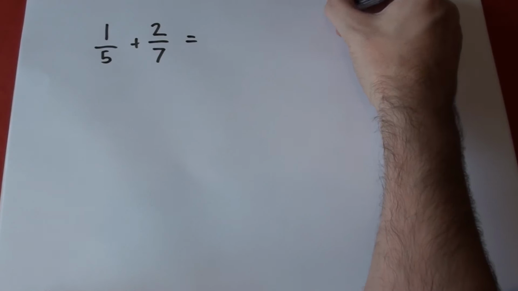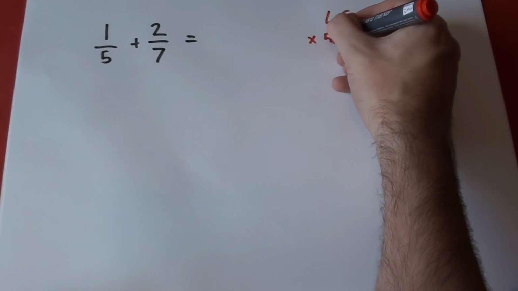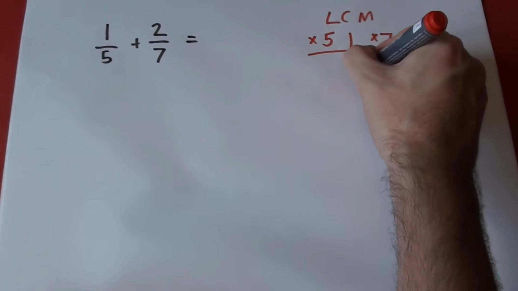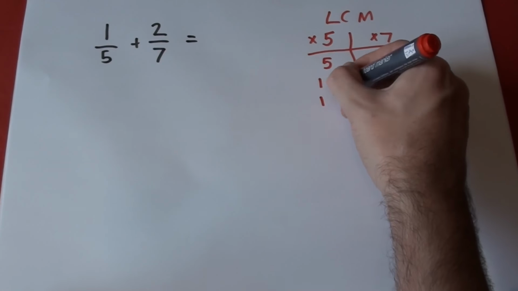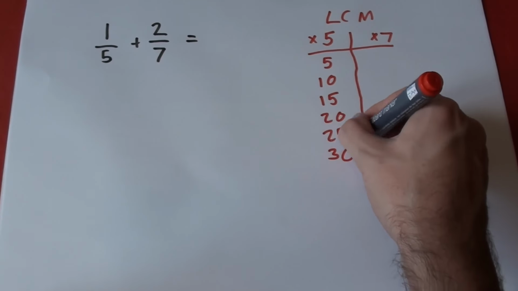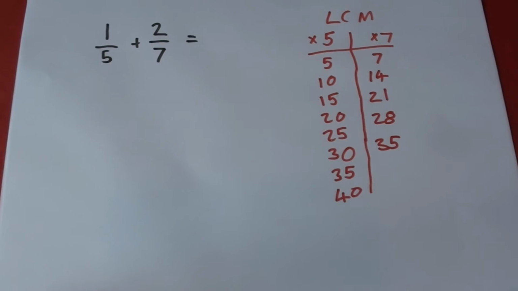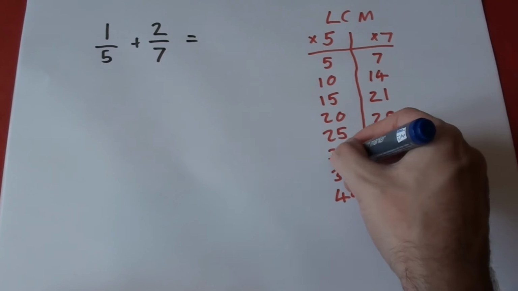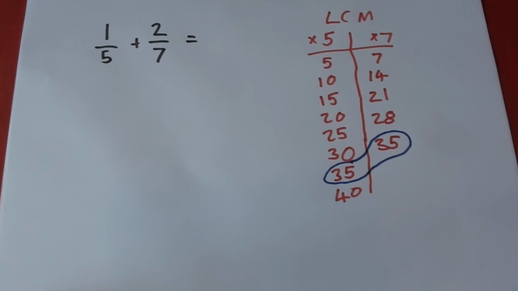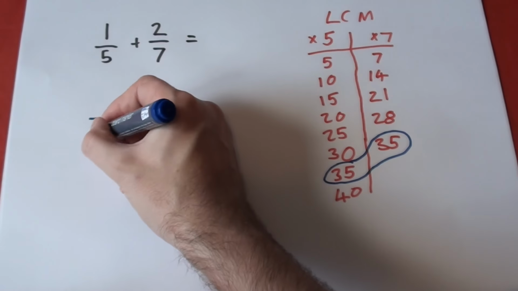In this example, I've got 1/5 plus 2/7. Again, I'm going to have to lay out the 5 times table and the 7 times table to find the lowest common multiple. In the 5 times table, I've got 5, 10, 15, 20, 25, 30, 35 and 40. Gone quite high with this one. 7, 14, 21, 28, 35. I'm going to stop there because I've now found the first number that's the same in both times tables. This is my new denominator.